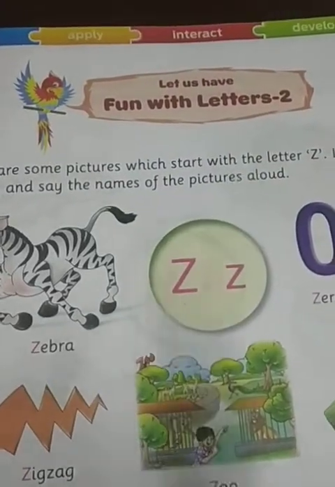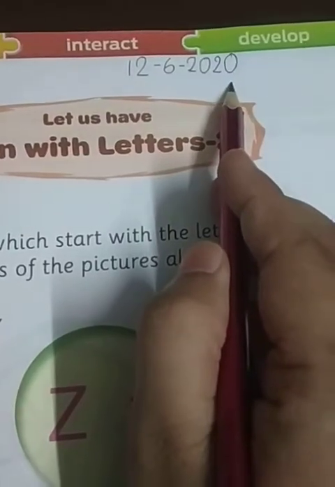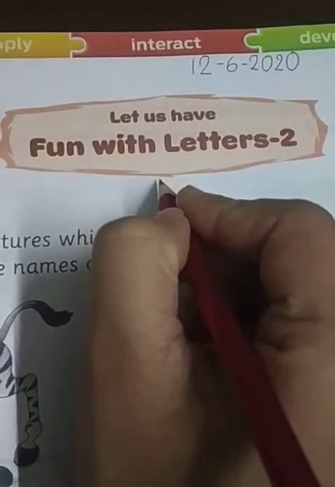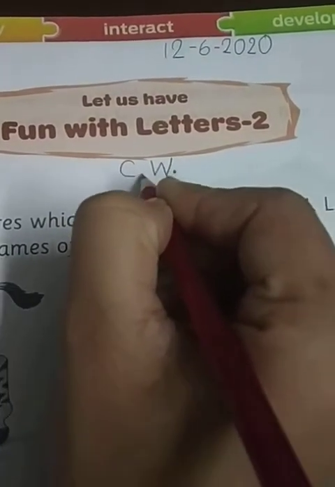And firstly, write down date on the top. What is the date today? Today is 12. So write down 1, 2, 12, then hyphen, then 6, again a hyphen, and then 2, 0, 2, 0. This is the date. Today is 12, no? That's why 12 June 2020. Okay. Now write down CW because this is your class work. CW. Okay.